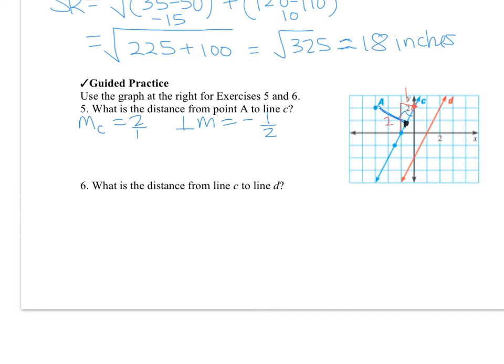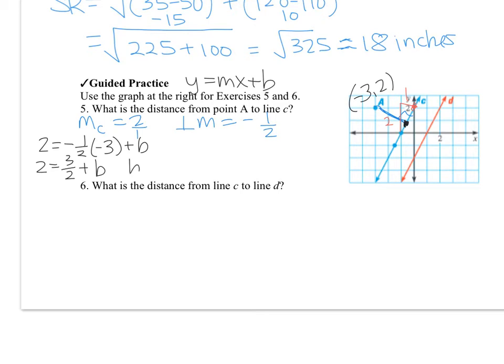So we have a point on the line, and we have the slope. Our point is, 1, 2, 3, negative 3, 2. So we could use y equals mx plus b. So we have 2 equals negative 1/2 times negative 3 plus b. So 2 equals 3/2 plus b. 2 minus 1.5, so b equals 1/2.